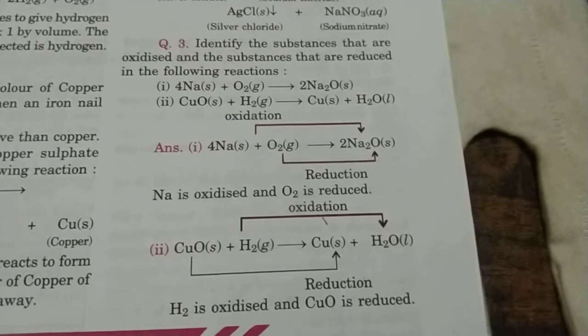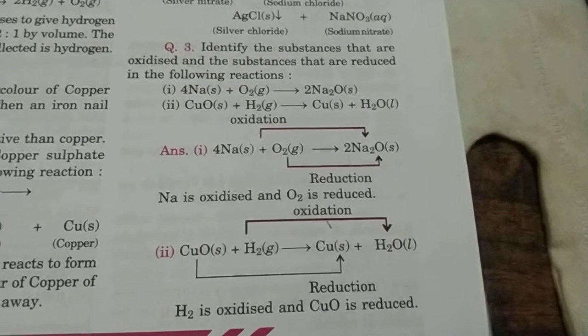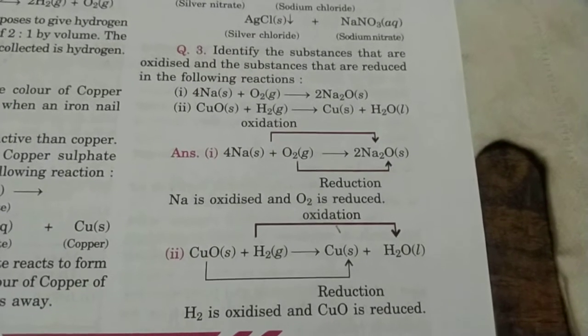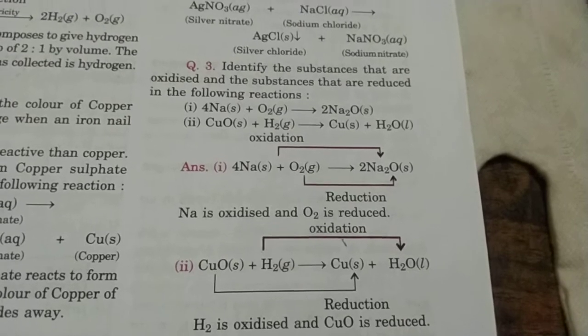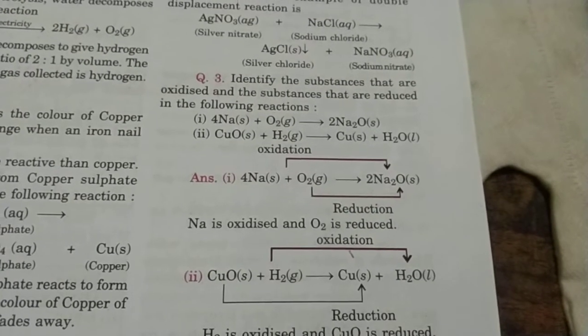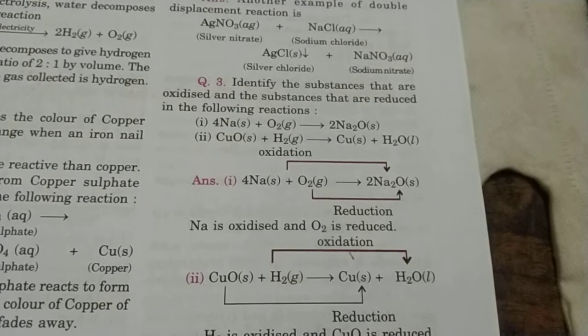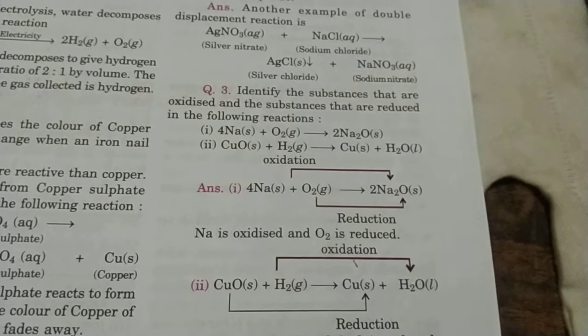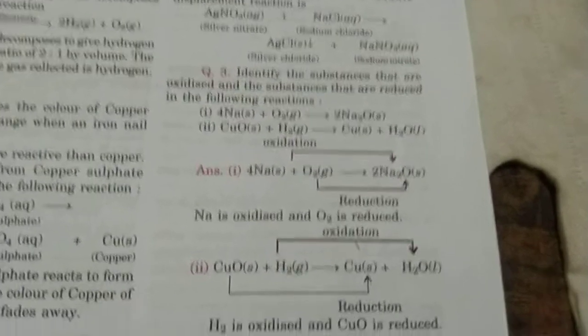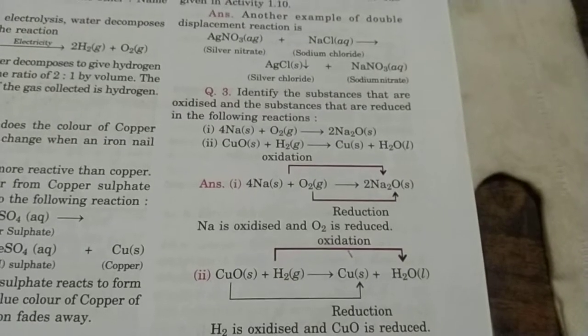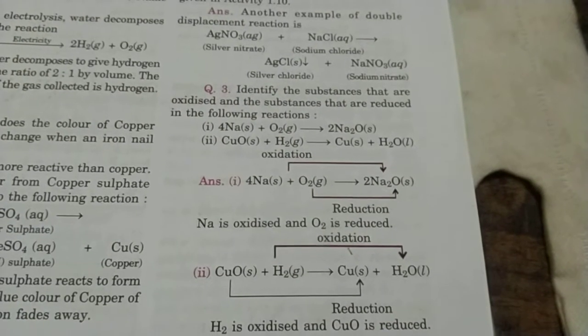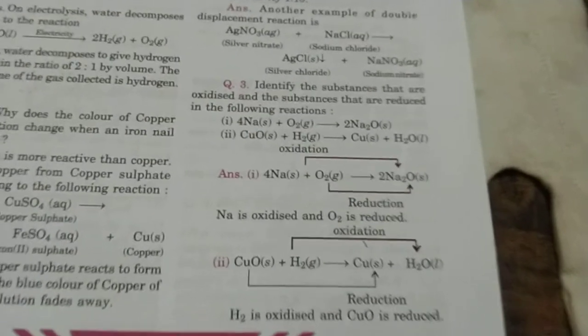Copper oxide solid plus H2 gas gives copper plus H2O. CuO is reduced to Cu, and H2 is oxidized to H2O. H2 is oxidized and CuO is reduced.